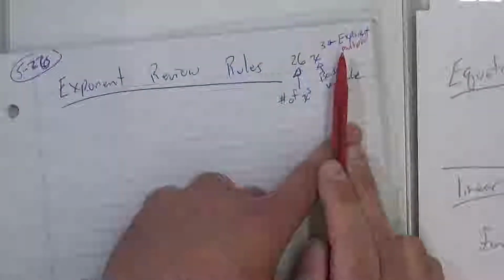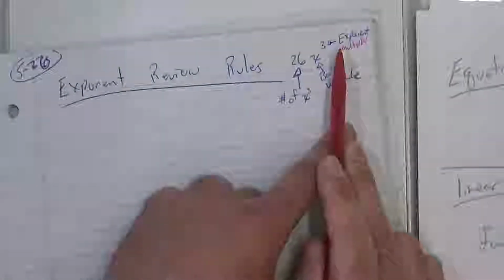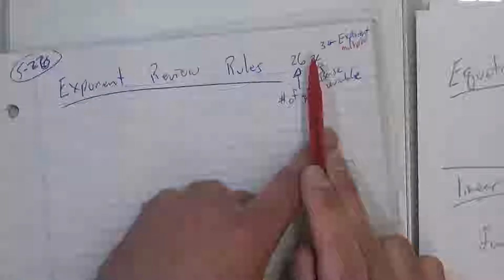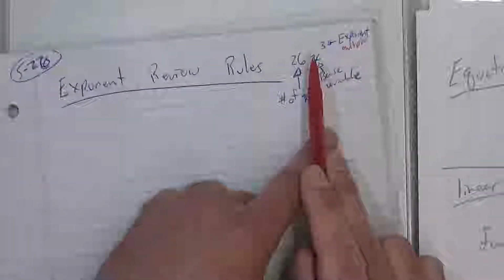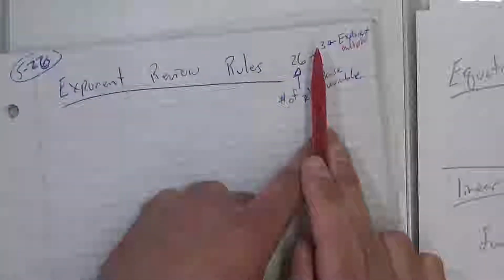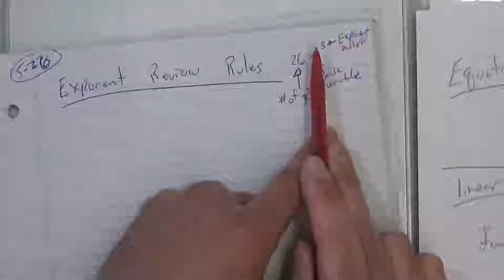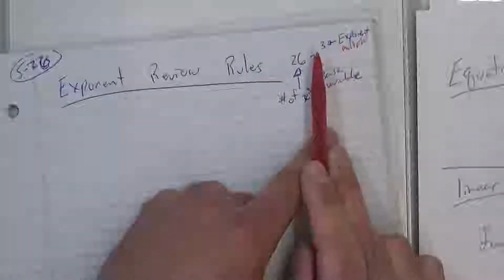Sorry. All right, when I say multiplier, that's because the x is multiplied by x 3 times. Okay, x times itself 3 times. That's why I call it the multiplier.